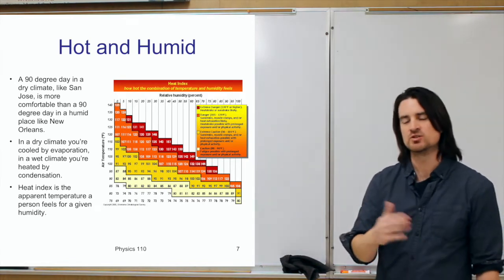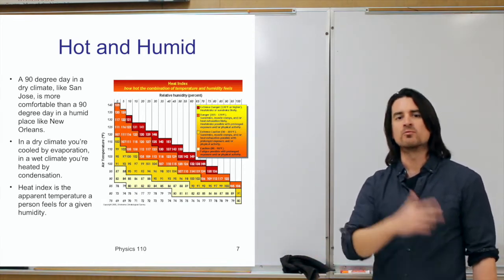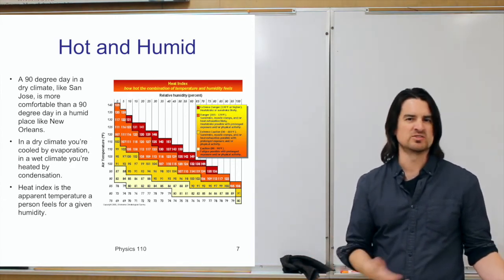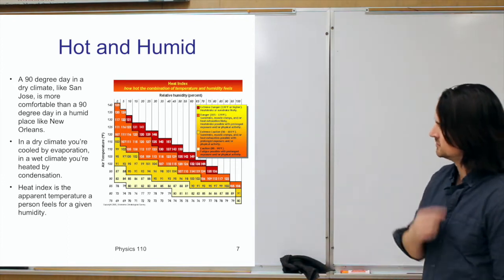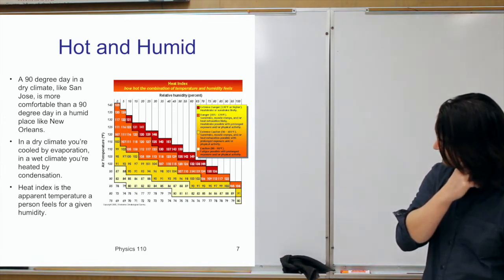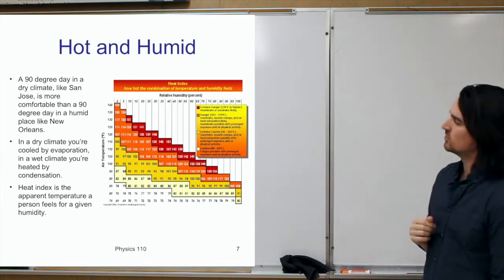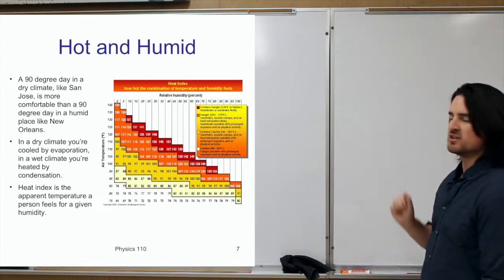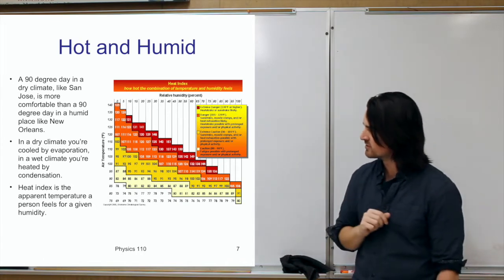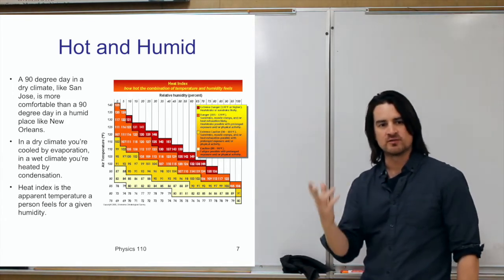The reason being is that humid is just saying that the air is very moist, or there's a lot of water vapor in the air. So this area is fairly dry overall, meaning there's not much water vapor. Say on a 90-degree day, right? A 90-degree day in San Jose versus a 90-degree day in New Orleans. New Orleans is much more humid, much more water vapor in the air.